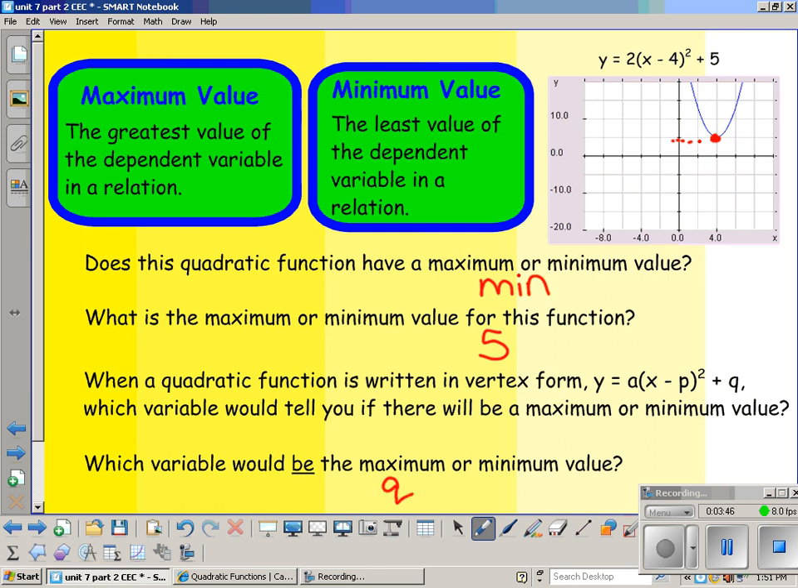But which variable will tell you whether the graph is opening up or down? If you think back to the investigation that you did, you will have determined that your a tells you whether it opens up or down. If a is greater than 0, your parabola is opening up, therefore you will have a minimum value. If your a is less than 0, so if it's a negative value, the parabola is opening down, and therefore you will have a maximum value.